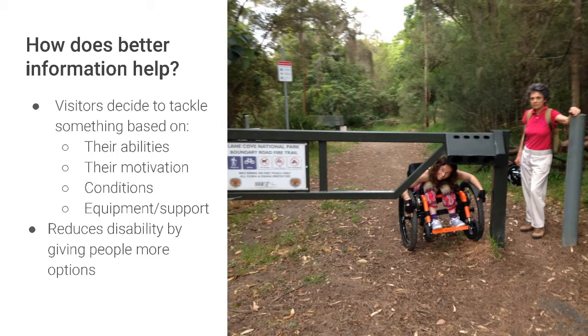This information helps because they get to make the decision based on their abilities, their motivations, the conditions of the day, how wet it is, what the weather's like, what equipment they have, what support they have around them. And it reduces their experience of disability by giving them more options. I think that's probably key to this whole process, is thinking about what information we can give people so they can make that decision for themselves.